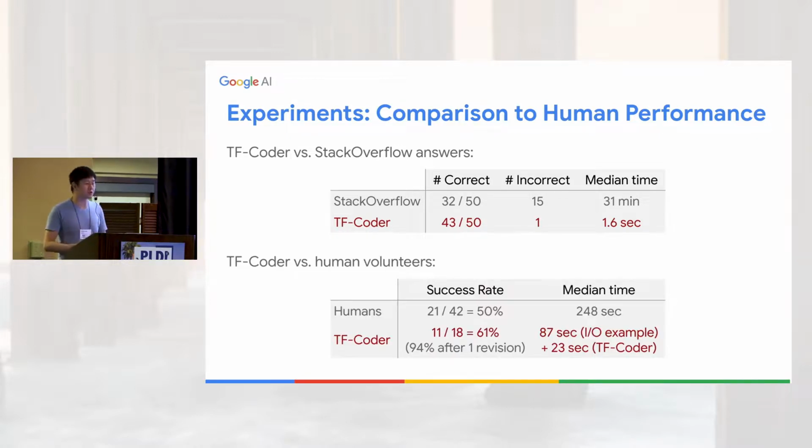We also compared to human volunteers on 6 new tasks, where the humans only succeeded in 50% of the attempts. On the other hand, we asked different volunteers to provide input-output examples for TF-Coder, which resulted in correct solutions 61% of the time, which actually improves to 94% after only 1 round of revision. Writing the example and then waiting for TF-Coder is also faster than the median time taken by humans.